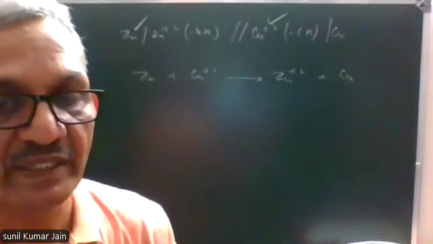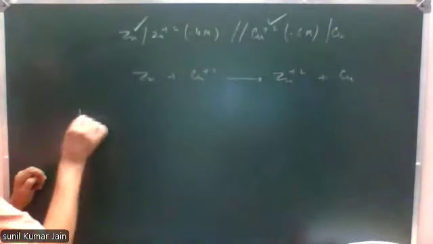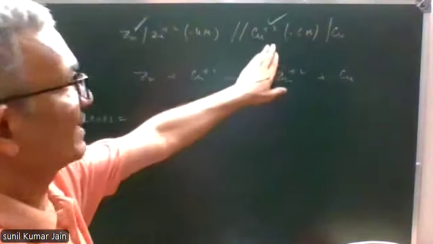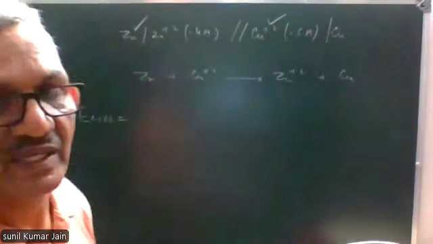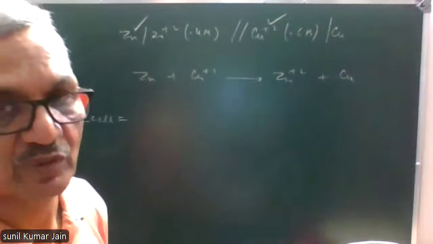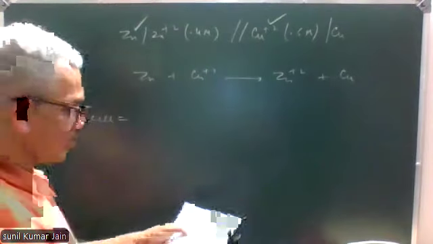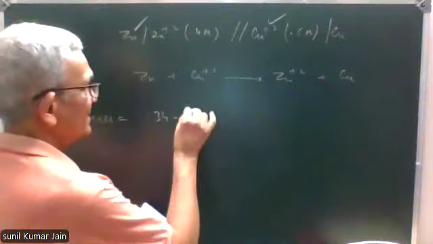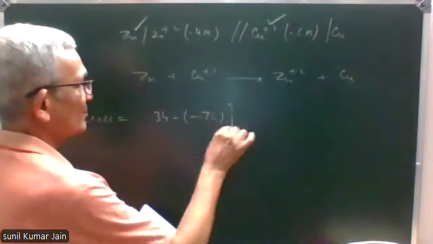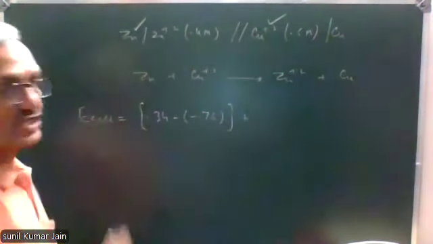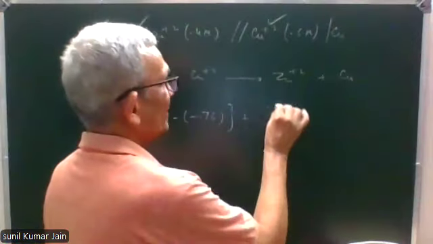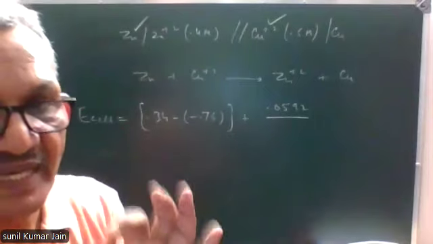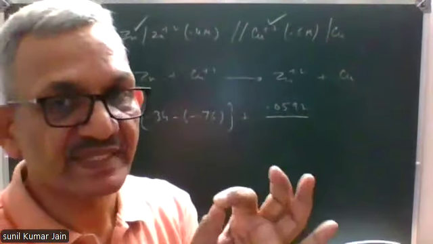I'm directly applying the Nernst equation. E cell will be E naught right minus left. Right is copper, left is zinc. E naught values of both the electrodes are given. So it will be copper is 0.34 minus zinc, which is minus 0.76. This is E naught cell, plus 0.0592 divided by n. Again, this is a simple example.